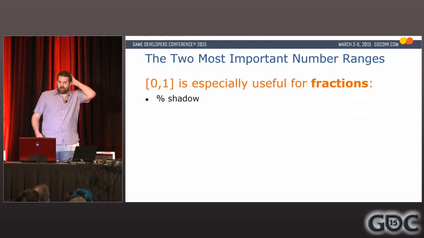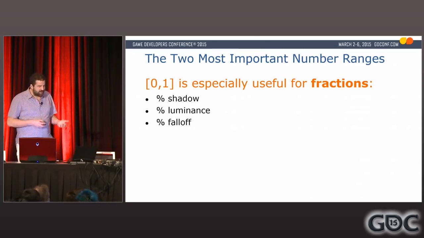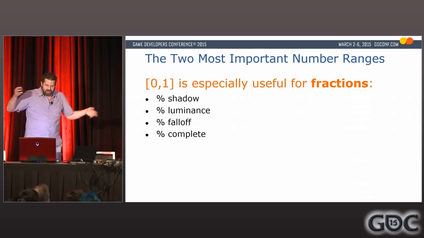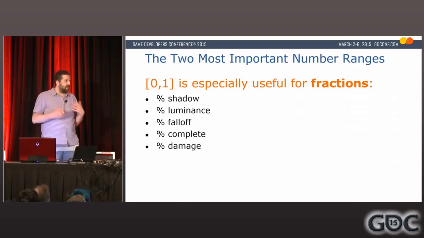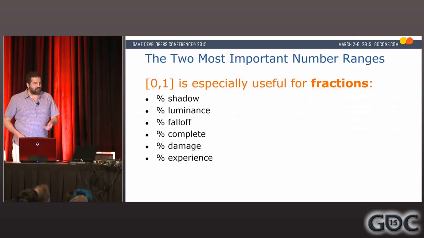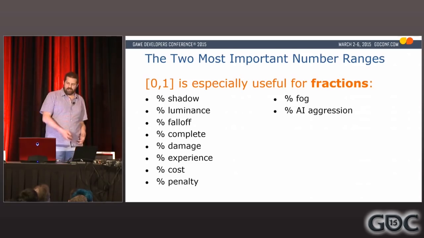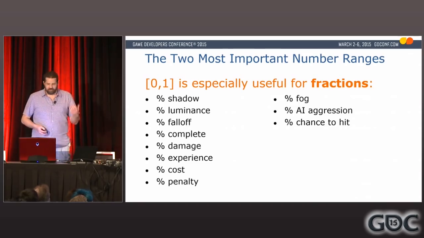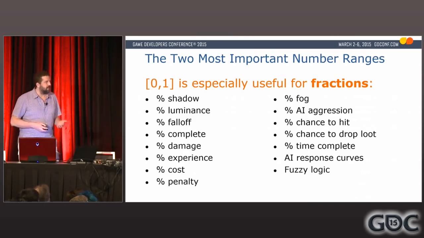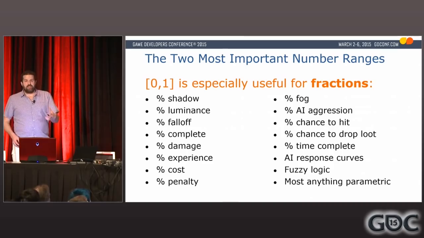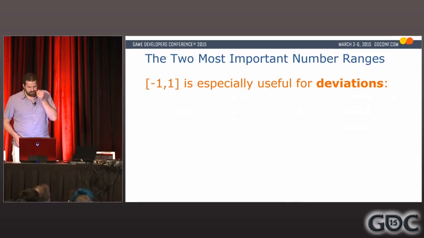So these are useful for all kinds of stuff, like how much am I in shadow? How much brightness do I have? Is there falloff at the edge of a spotlight? Is something, you know, 65% complete? How much damage am I doing in a damage curve or damage potential? How much experience do I have? How much does something cost? Is there penalty? Is there fog? How aggressive is my AI on a scale from 0 to 1? What's my chance to hit, my chance to drop loot, my time complete? AI response curves, right? Fuzzy logic. There's all kinds of potential things we can mess with to get juice into the system through this.